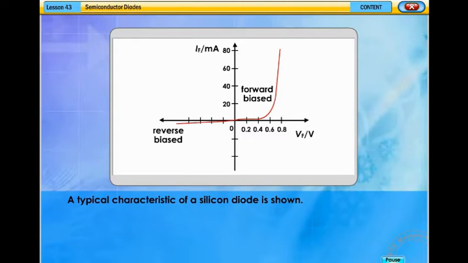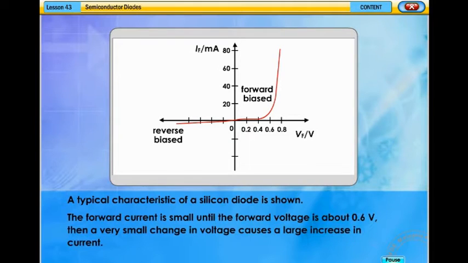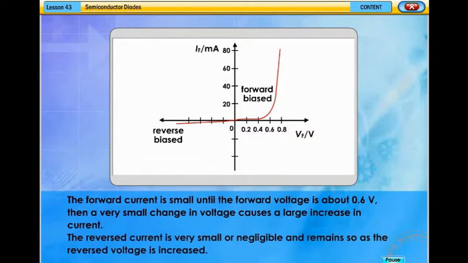A typical characteristic of a silicon diode is shown. The forward current is small until the forward voltage is about 0.6 volts. Then a very small change in voltage causes a large increase in current. The reversed current is very small or negligible and remains so as the reversed voltage is increased.